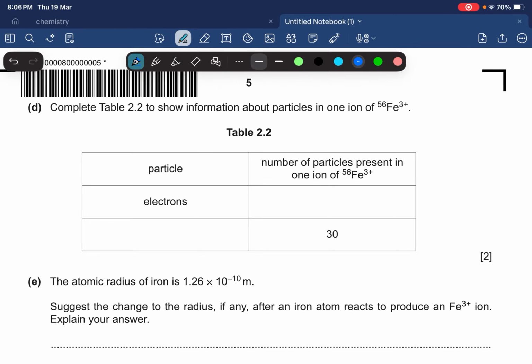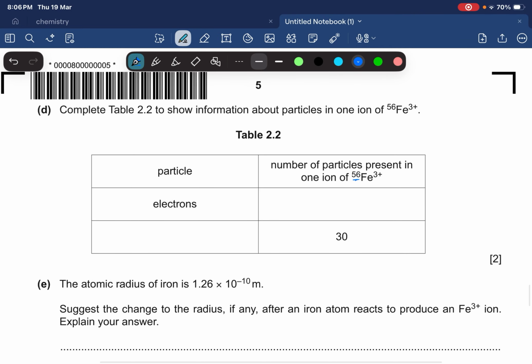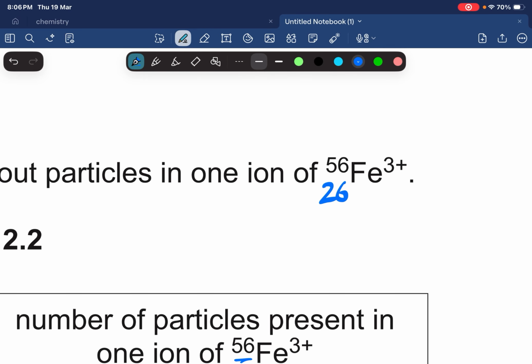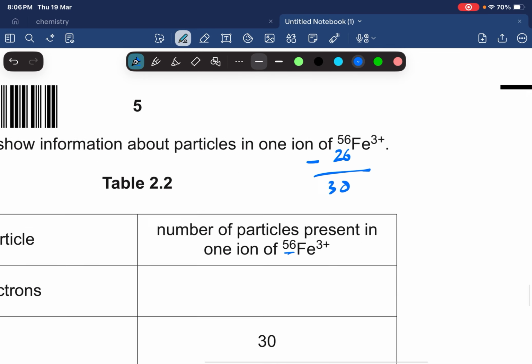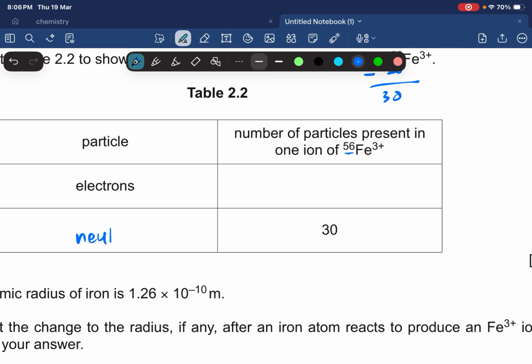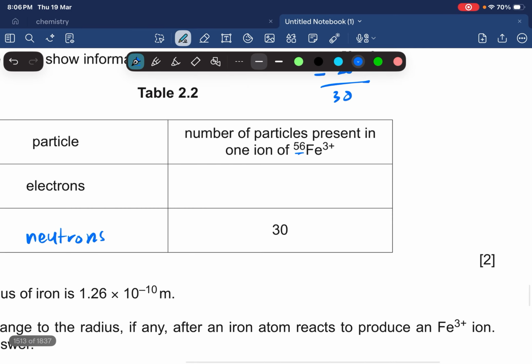Complete table 2.2 to show the information about the particles in one ion of Fe3+. 3+ means number of particles present in one ion of 56. There are 26 protons here. So 56 minus 26 is 30. So 30 is the number of neutrons. And since it's 3+, that means there are 26 protons and 26 electrons in the atom. But since it lost 3 electrons, 26 minus 3 is going to give me 23 electrons. Why minus 3? Because 3+ means lost 3.